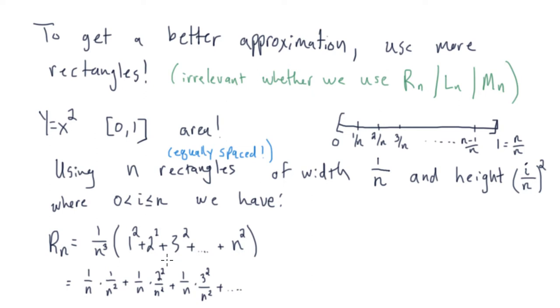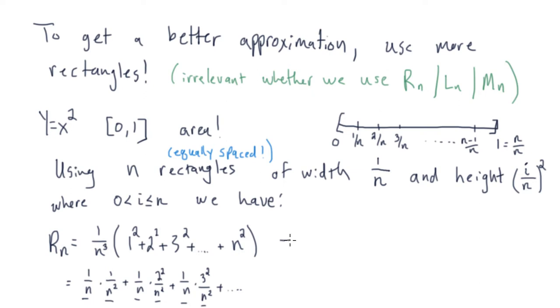I just did a little bit of simplification. So I just factored out all of the common terms. Each term has a factor of 1 over n cubed. And again, this is just base times height, base times height, base times height for each of the rectangles. And I'm just using the right endpoint to evaluate the function to get the height.